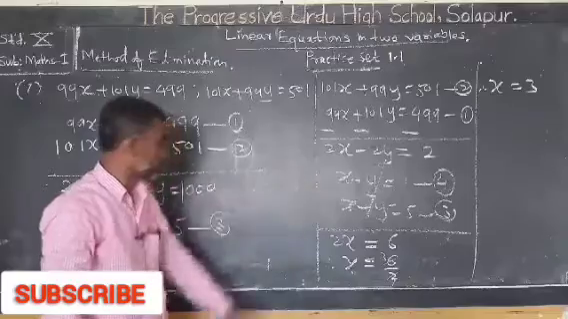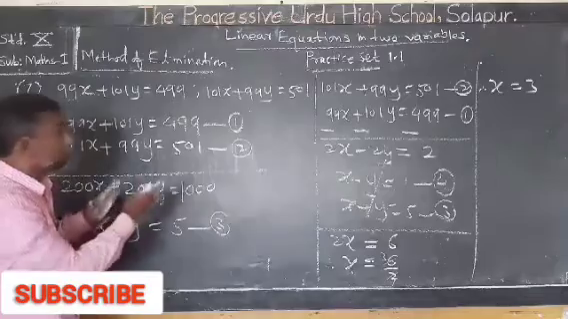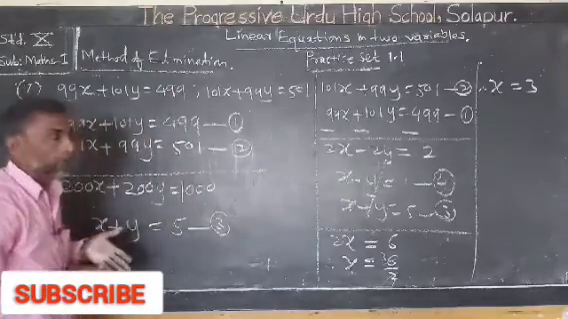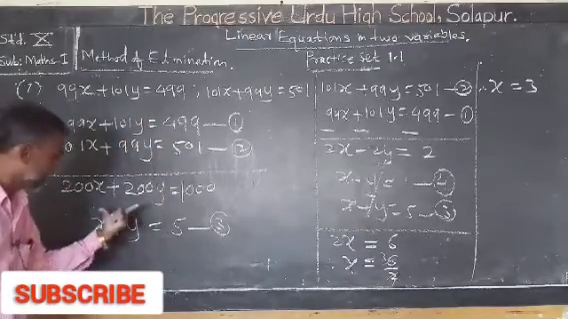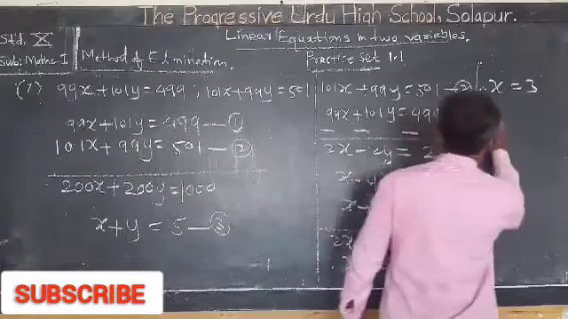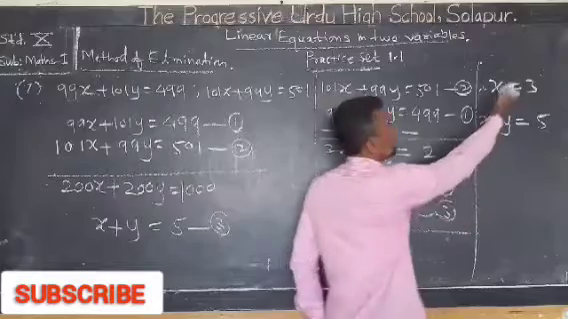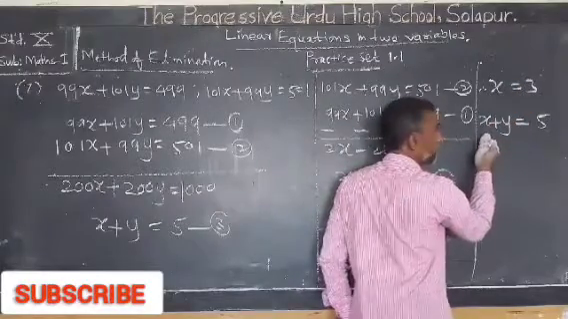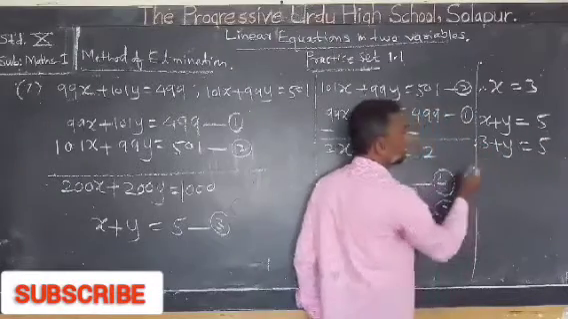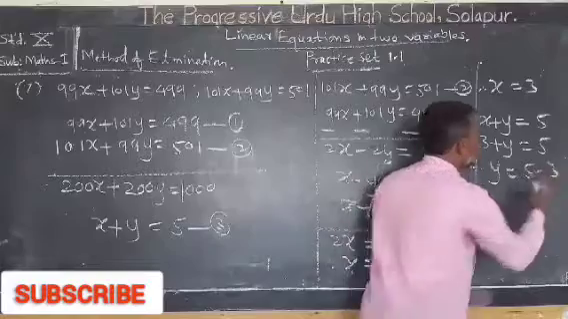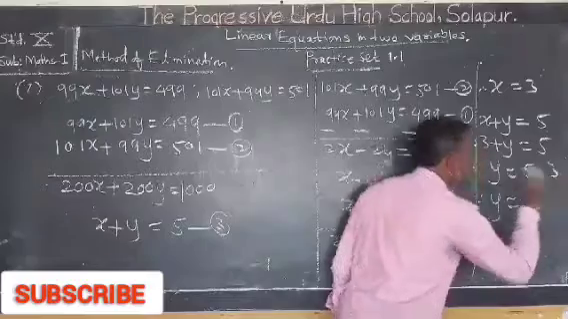Now, put this value of the first variable in equation number 3 because it is a simple linear equation. Don't put the value of x in either of these two. As it is a simple equation, put the value of x equal to 3 in equation number 3, which is x plus y is equal to 5. 3 plus y is equal to 5. Therefore, y is equal to 5 minus 3, take it to the right-hand side, it will become minus 3. Therefore, y is equal to 2.